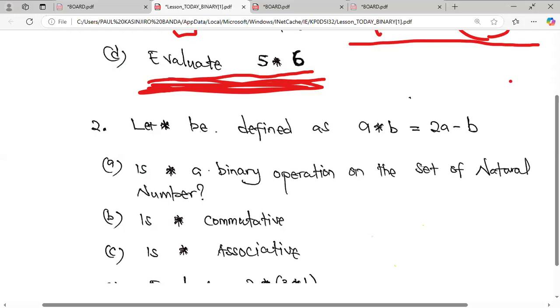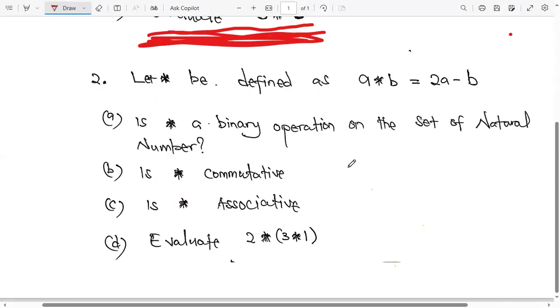Okay, so the second question, here we have it. We are going to do similar things to what we did on question 1, but it's just a different question, so we expect different things. Let's start. The first one here says, let star be defined as A star B is equal to 2A minus B. This is the definition we'll be using in all our questions.